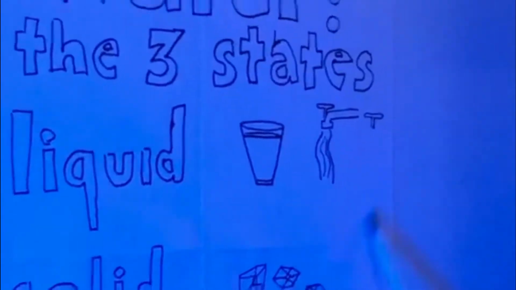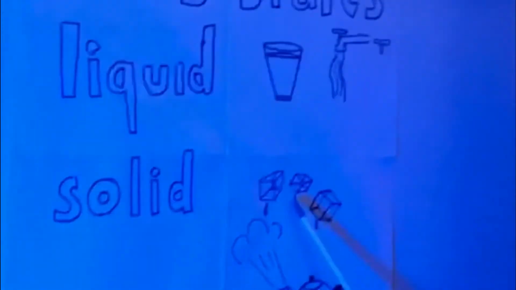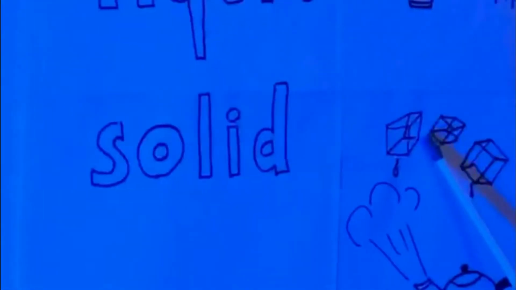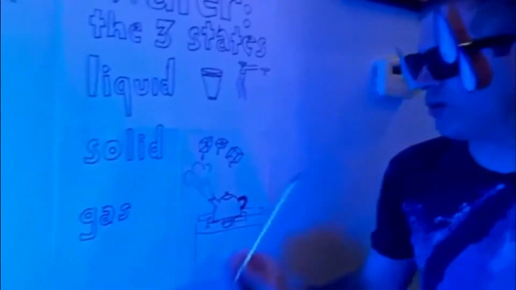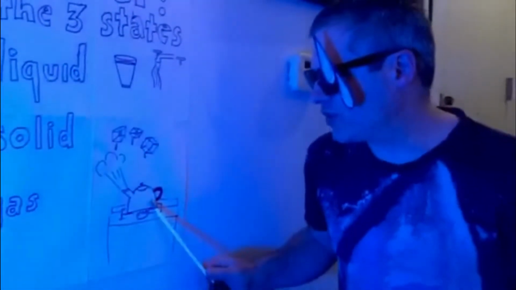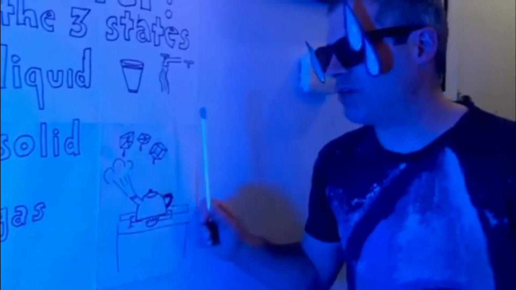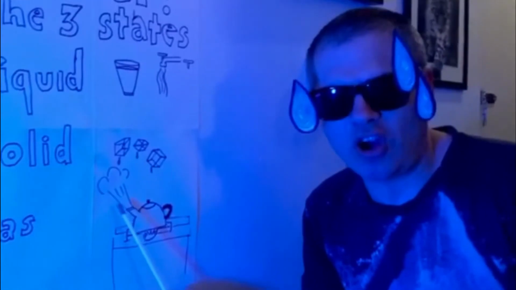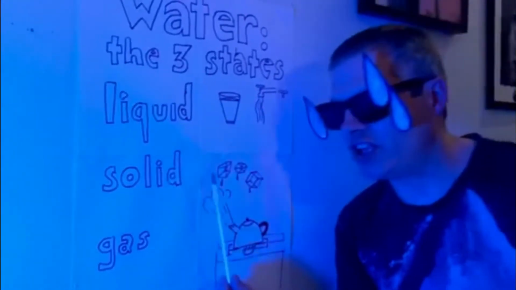But water can also be a solid. What about when you go in the freezer to get your ice cubes or you go out in the snow and it's cold? Solid. It's got shape. And what about when water is a gas? Water comes out of the kettle. When the kettle heats up, all the vapor comes out, and when the vapor hits the air, you see the condensation and it becomes steam. The 3 states of water: liquid, solid, gas.